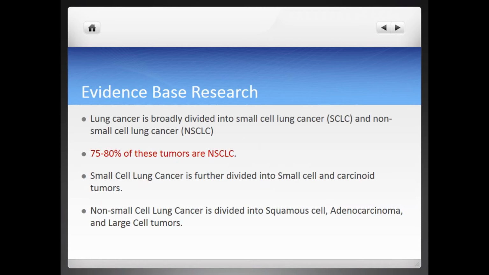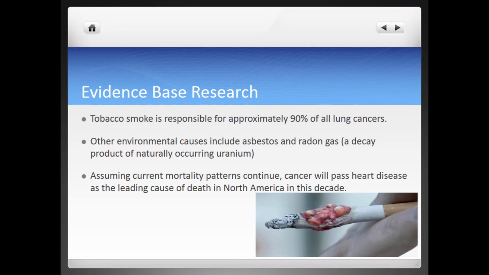Based on evidence research, lung cancer is broadly divided into small cell lung cancer and non-small cell lung cancer. It is important to note that 75 to 80% of these tumors are NSCLC. Also, smoking tobacco is responsible for approximately 90% of all lung cancers.